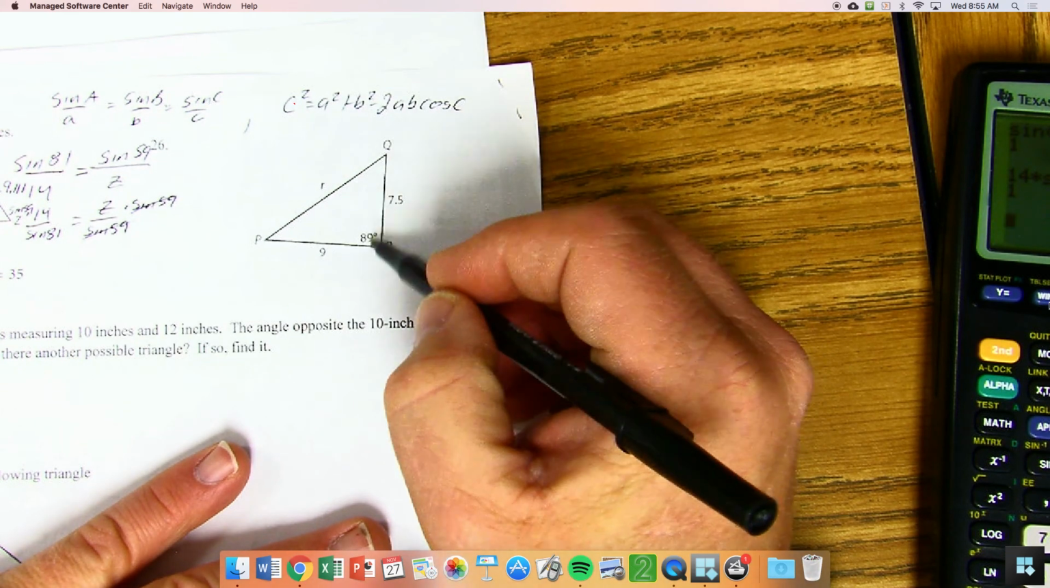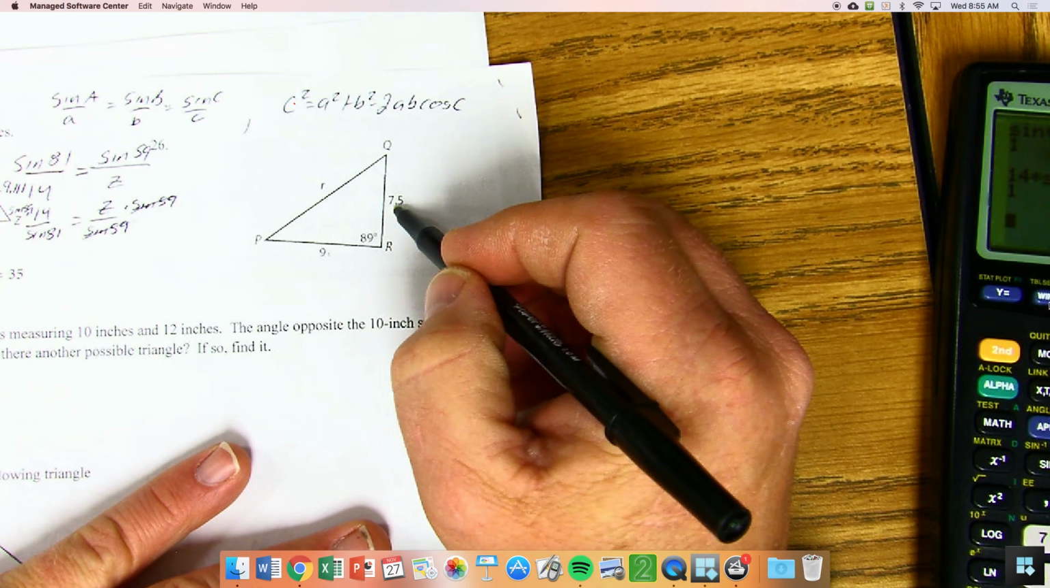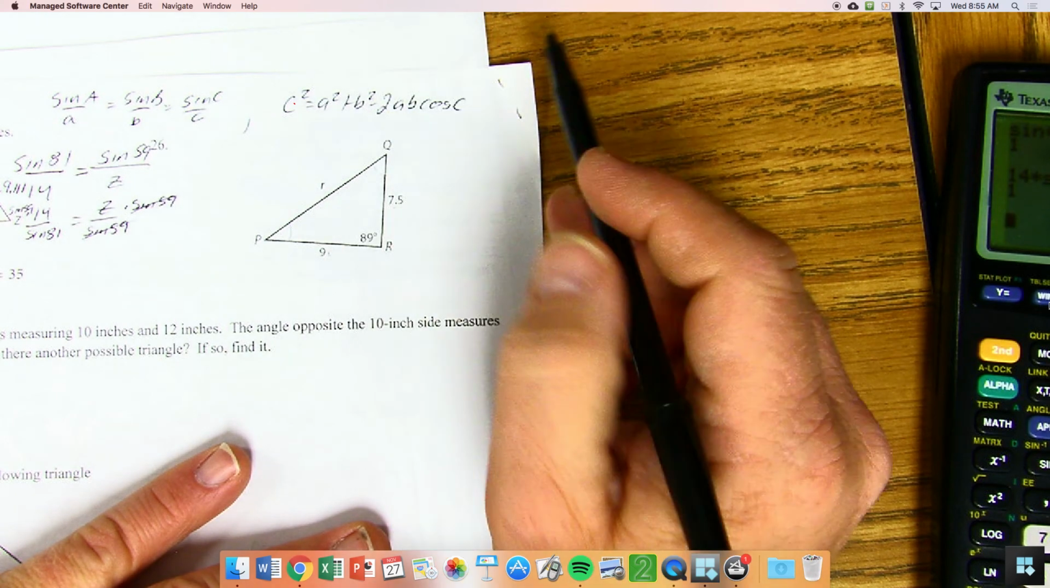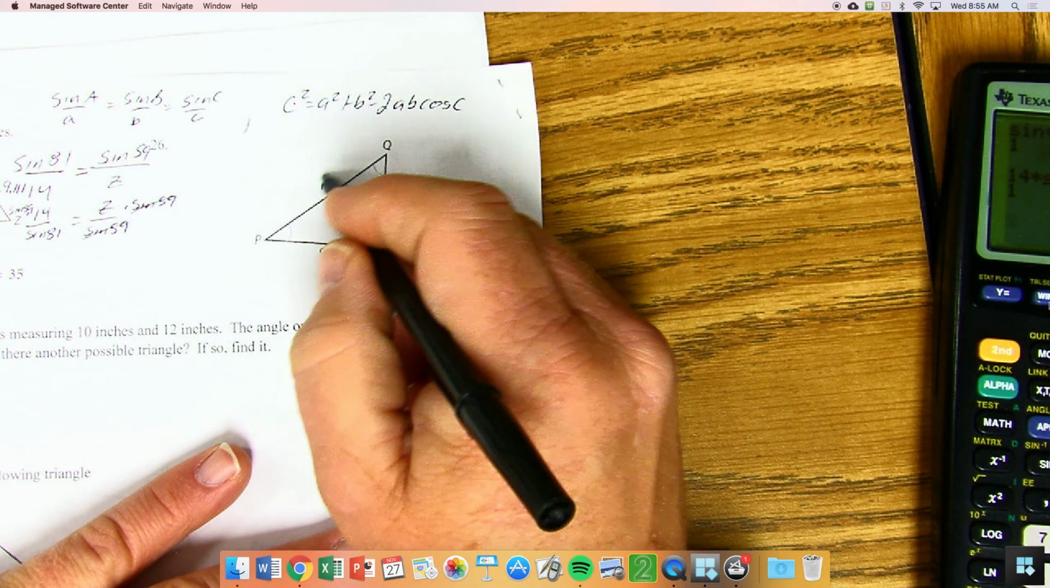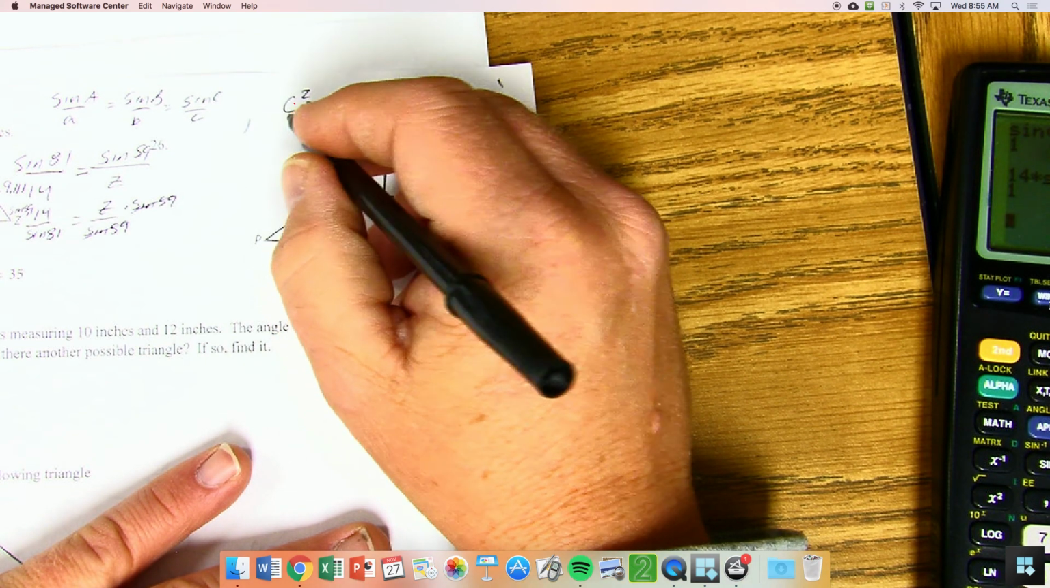Notice that I have an angle, but I do not have the side opposite. I have this side, but I don't have this angle opposite. And I have this side, but I don't have this angle opposite. I cannot use law of sines. I must use law of cosines. So let's go ahead and first start by finding r. We can find r and call it c, or r if you want.